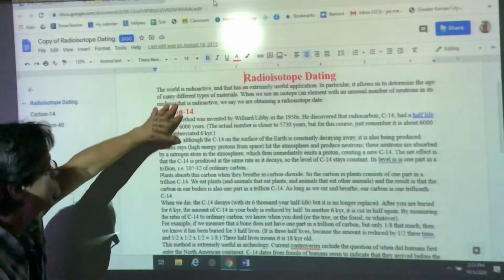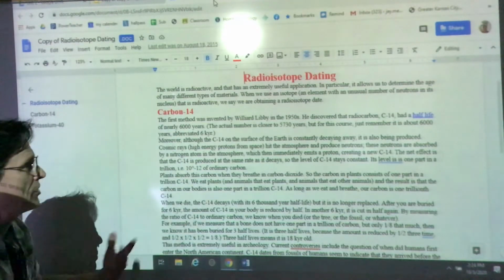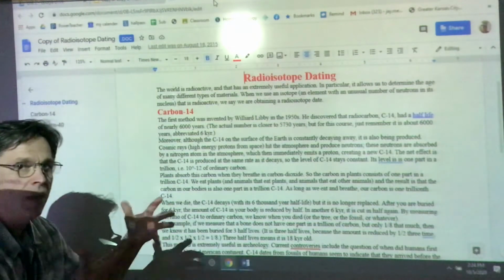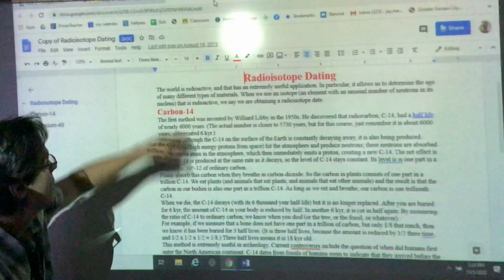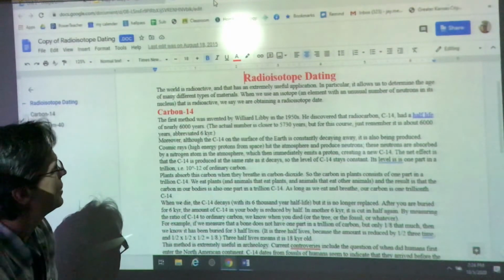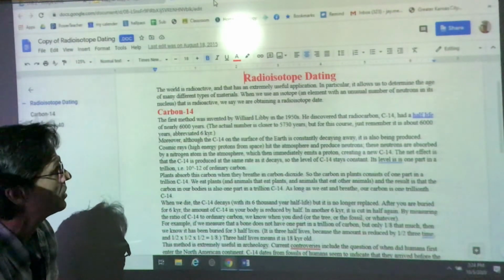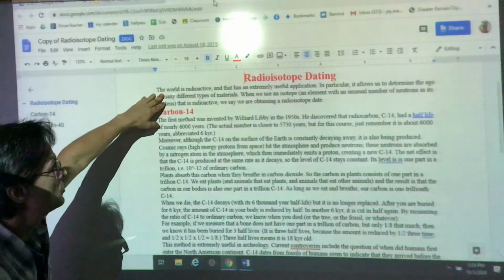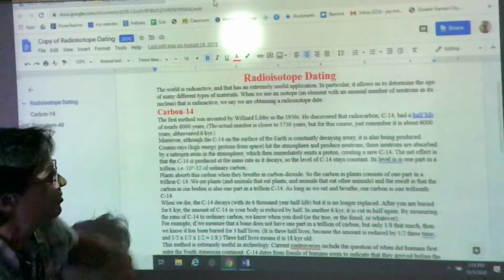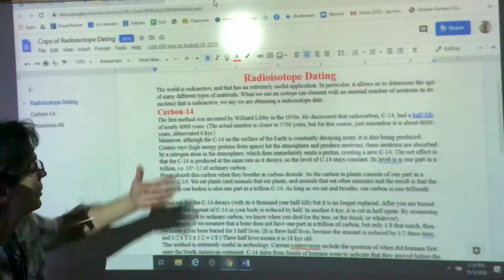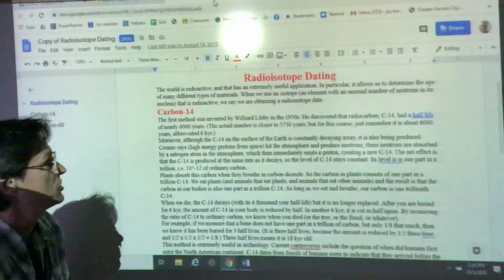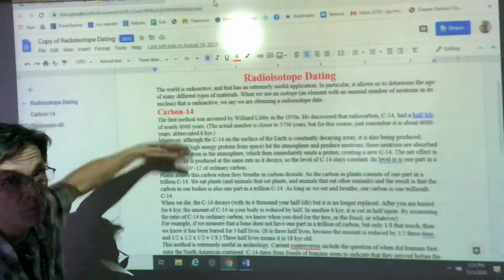This gives us what you need to know about the history, the who, what, when, where, and why of radioactive dating before I teach you how the actual process works. The world of radioactivity has extremely useful applications. Particularly, it allows us to determine the age of many different types of material. When using an isotope, which is an element with an unusual amount of neutrons within the nucleus, making it heavier or lighter, that gives us what we call a radioactive isotope. Carbon-14 is one of the most popular ones.